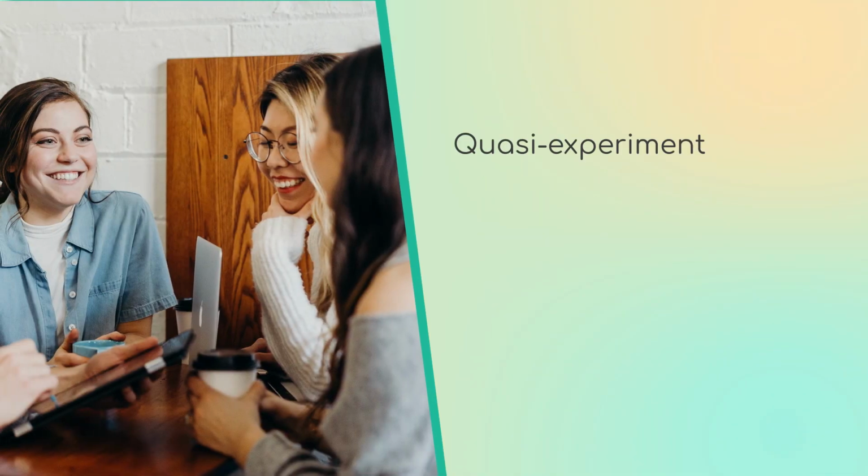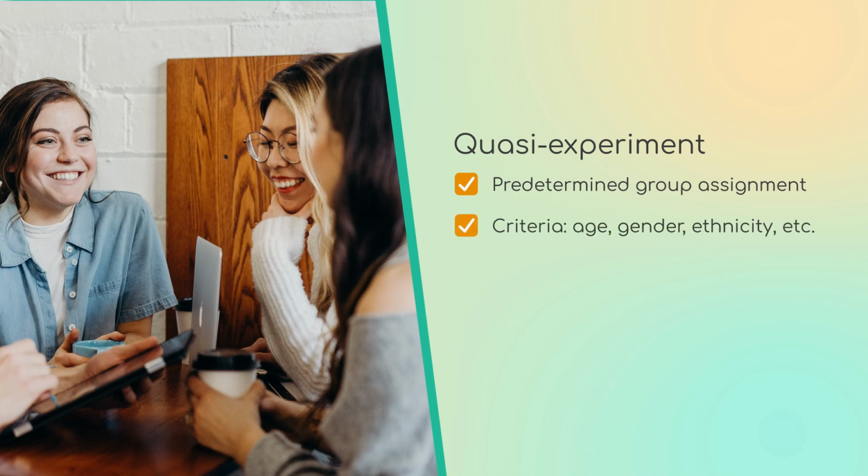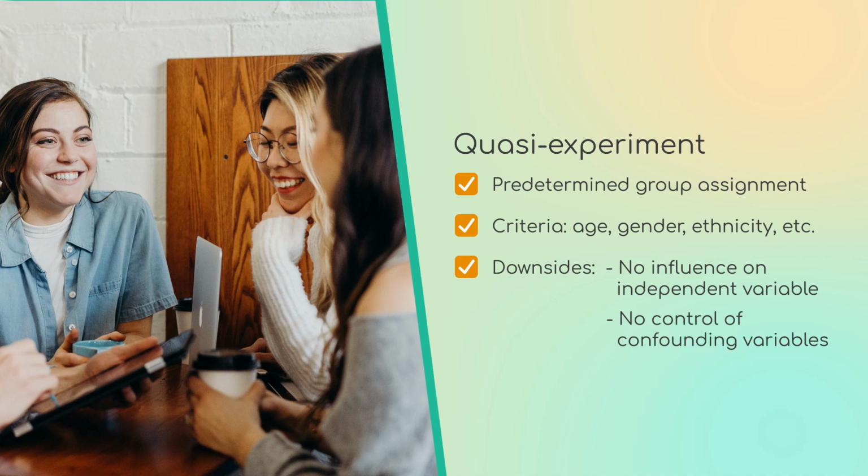The quasi-experiment corresponds to the real experiment in terms of procedure. The difference is that in the quasi-experiment, the assignment of participants to the experimental and control groups is not randomized, but the groups are predetermined. Participants are assigned based on characteristics such as age, gender, ethnicity, etc. Thus, the researcher has no influence on the manipulation of the independent variable to investigate other aspects if necessary. In addition, with non-random group assignment, it is not possible to control confounding factors. Therefore, in the quasi-experiment, it is unclear whether the conditions are actually the same for each group.